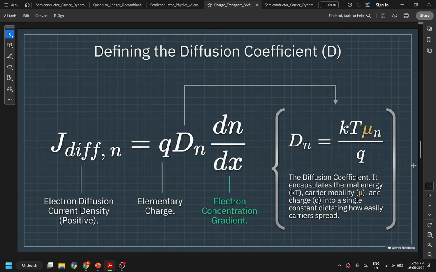So we can write this as J_diff,n, which is electron diffusion current density, equal to q D_n dn/dx, where dn/dx is the electron concentration gradient, q is the elementary charge, and D_n is our diffusion coefficient, which is kT mu_n/q. So it encapsulates our thermal energy kT, carrier mobility mu_n, and charge into a single constant, which dictates how easily carriers are able to spread.